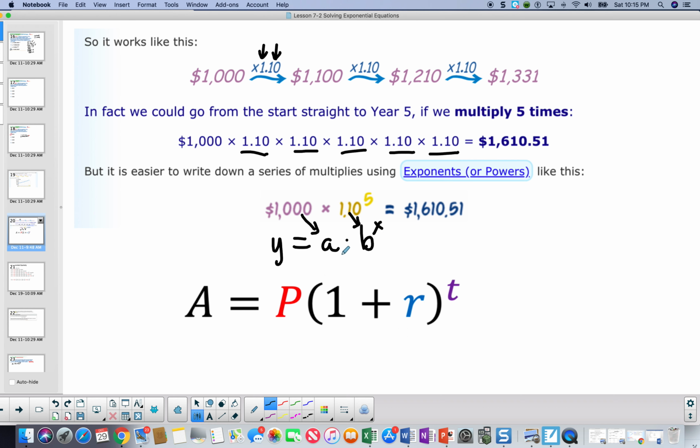Now what we're going to do is write it just a little differently. You can see this is still going to be the initial condition. This is still going to be a growth because it's adding R, and R is going to be the percent that we're doing. So instead of writing a B, we're going to write it this way, 1 plus R. And then instead of writing X, we're going to write T, because T is going to stand for time.